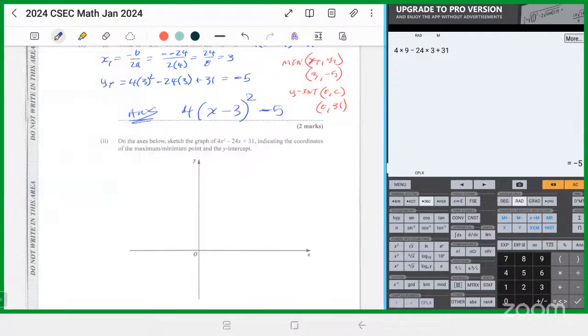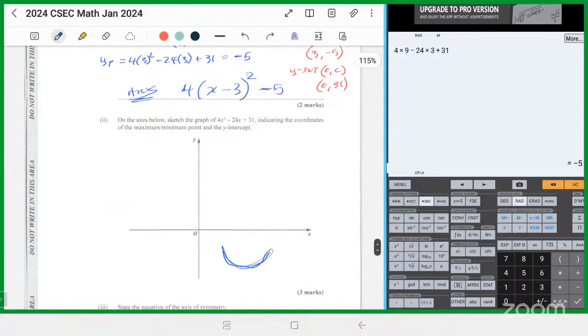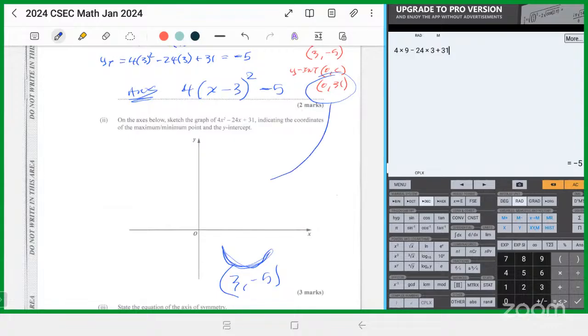So, smile or frown? It's a smile. Where does it turn? It turns at 3, negative 5, somewhere down here. Then the y-axis intercept 0, 31 has to be somewhere up here. So we need a smile that turns down here and crosses somewhere up there. So we just need to draw that.